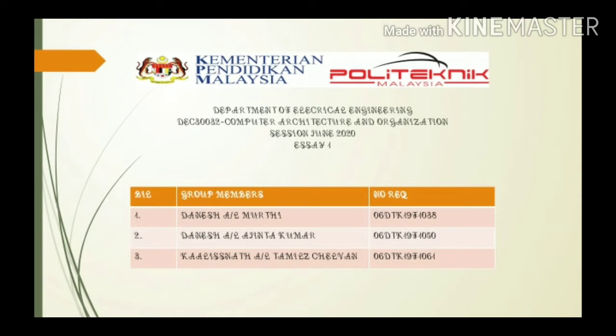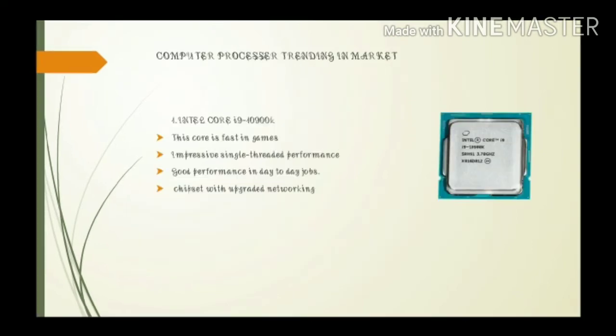Today we are going to present our essay 1 from the subject Computer Architecture and Organization. First of all, I'm talking about the Intel Core i9-10900K. This core is fast in games. Other than that, it has impressive single thread performance. It also has good performance in day-to-day jobs.